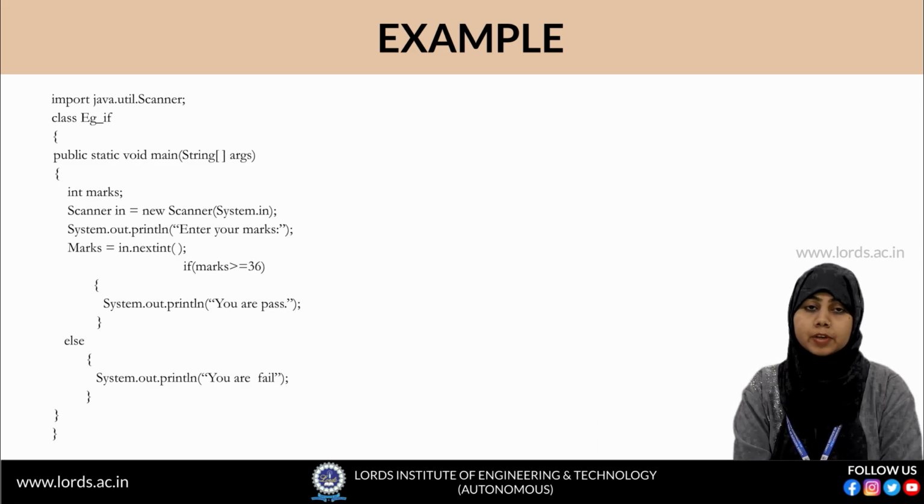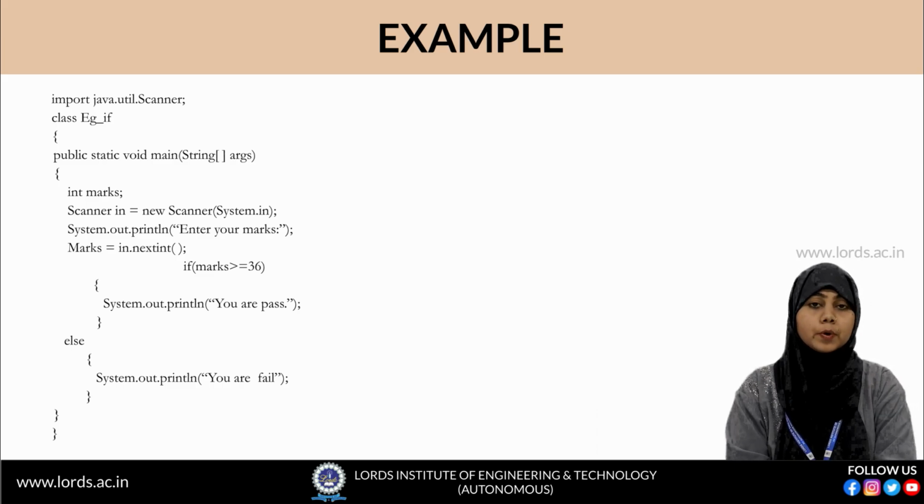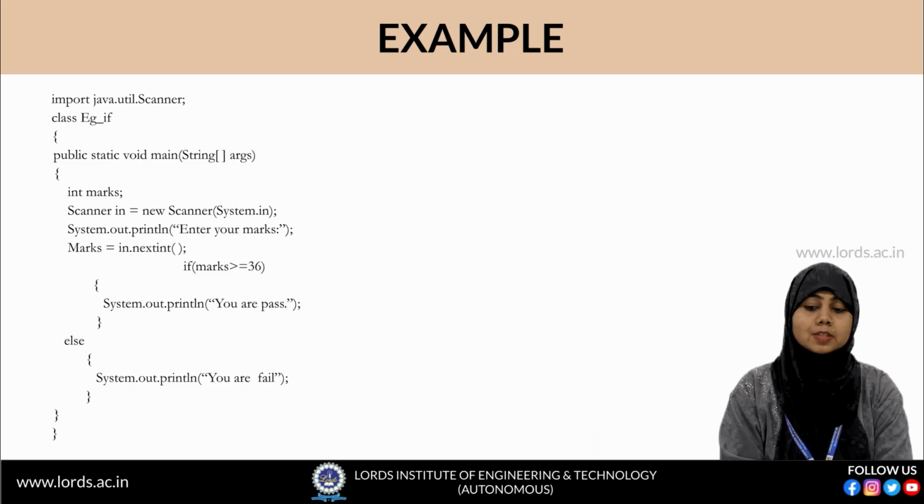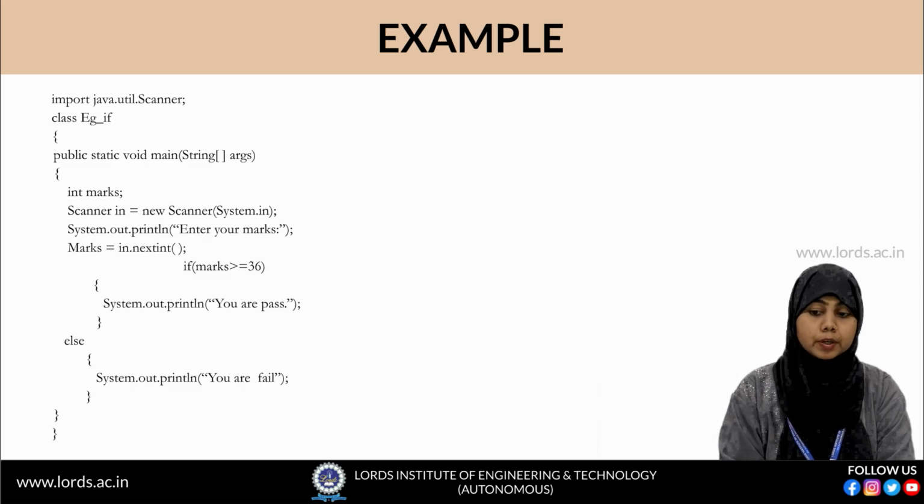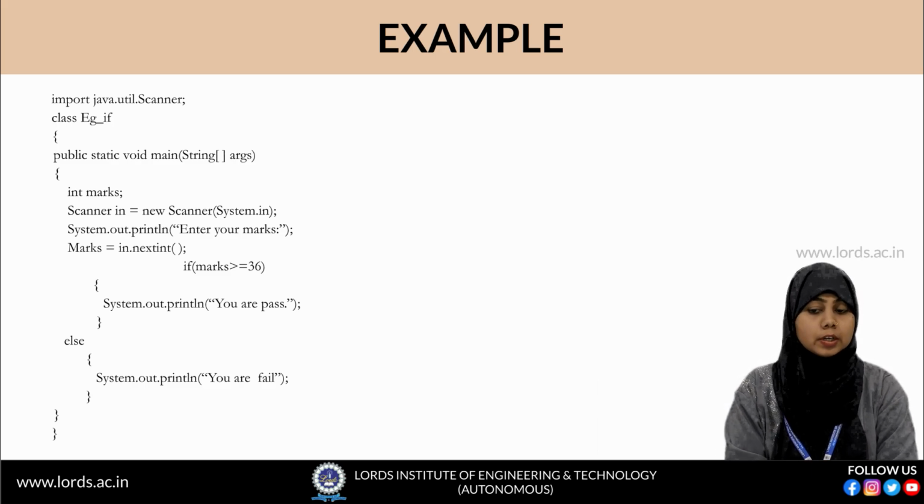Under that, we are declaring a variable called marks, and then I am creating the object of the Scanner class. How do I need to create it? Write the class name Scanner and then the object name in, and new is the operator which allocates, means gives the memory to this in object. Okay, and then Scanner(System.in).